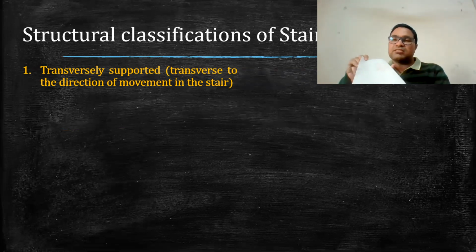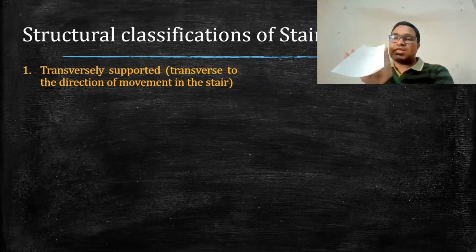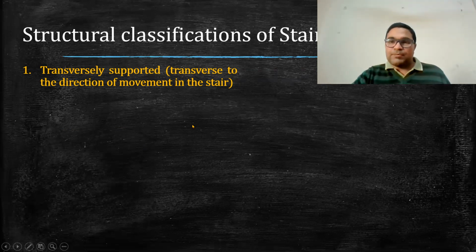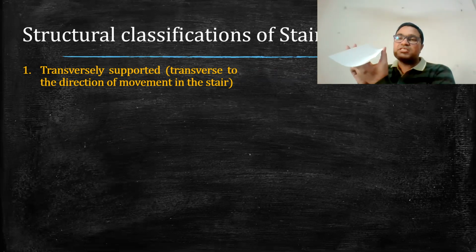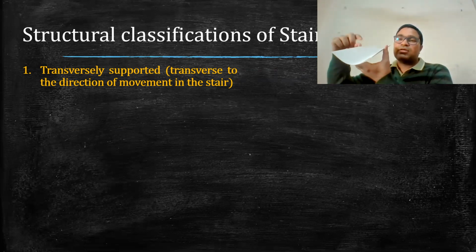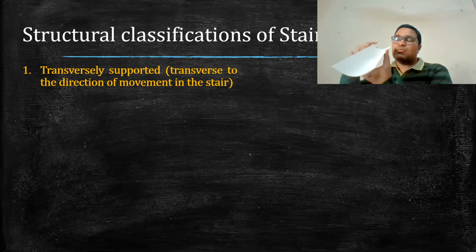So when the stair slab bending will occur along the steps, then we classify the staircase as transversely supported. So in this case, the supports will be, now in this case, what is happening? You can see this is the support and this is the support. So in this case, supports will be parallel to the flight. So on both ends or on one end, we will be providing the support in this case.